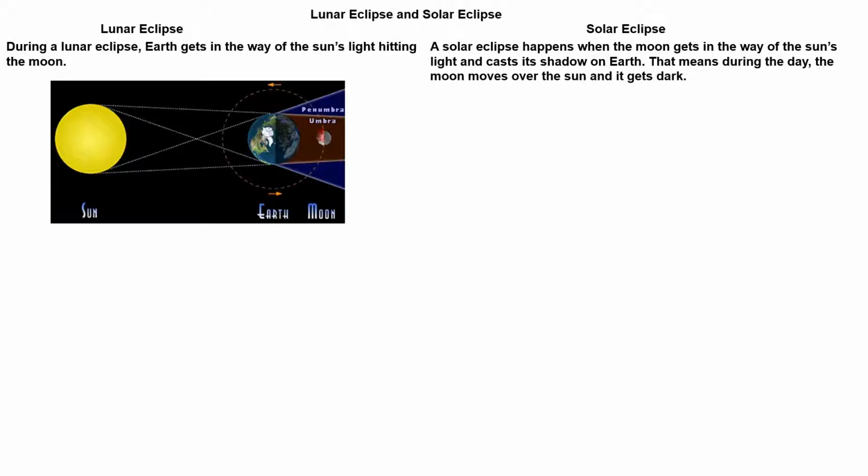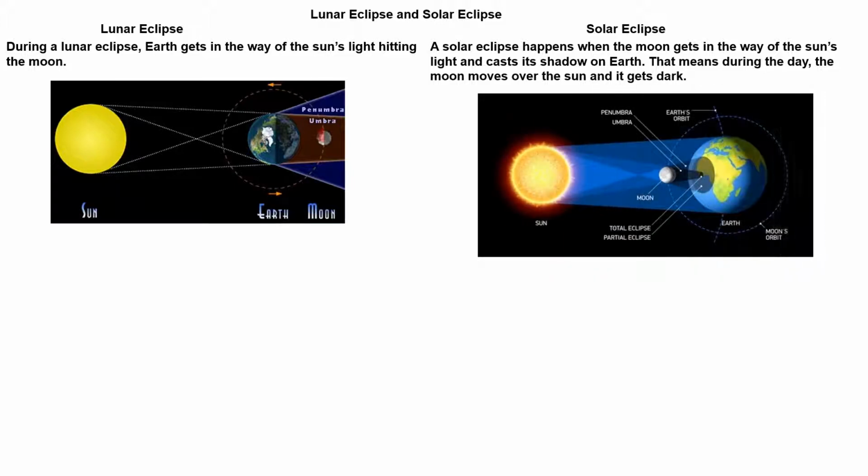A solar eclipse happens when the moon moves between the sun and Earth, blocking out the sun's rays and casting a shadow on parts of Earth. The moon's shadow is not big enough to engulf the entire planet, so the shadow is always limited to a certain area.